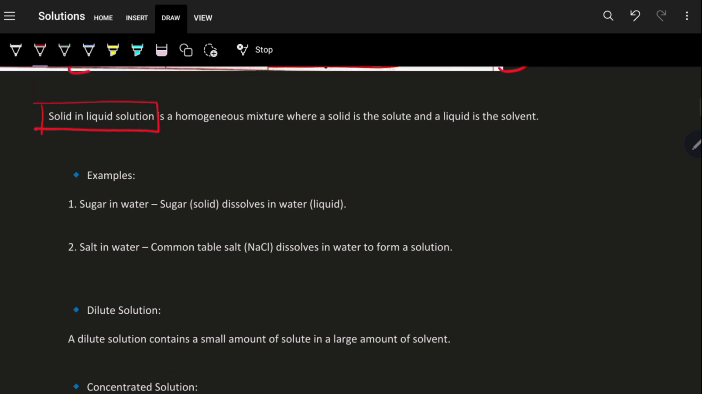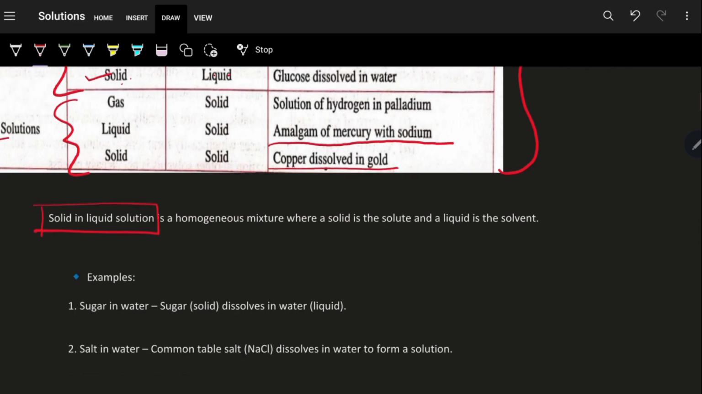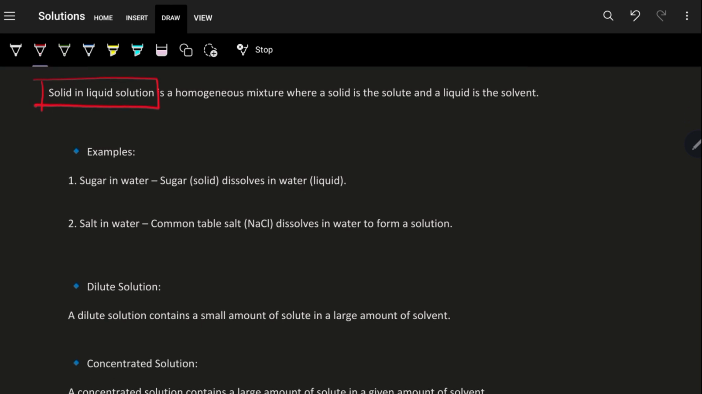Discussion starts with that type of solution because I said there are 3 things that we are going to discuss: gas in liquid, liquid in liquid, solid in liquid. So we will discuss it in the reverse order: solid in liquid, liquid in liquid, and then gas in liquid. The first thing is solid in liquid solution. Of course it's a homogeneous solution where the solid is your solute, and solutes are conventionally given by B, and the solvent is your liquid, and solvent is conventionally given by A. Examples of such a solution are sugar in water, salt in water.